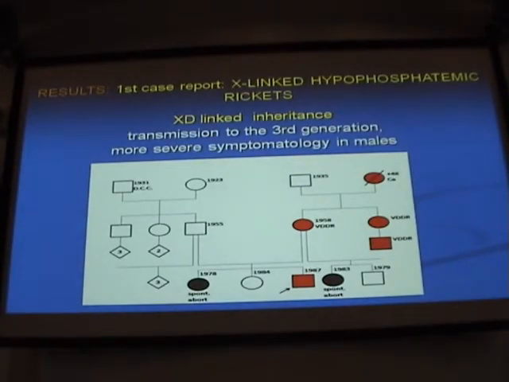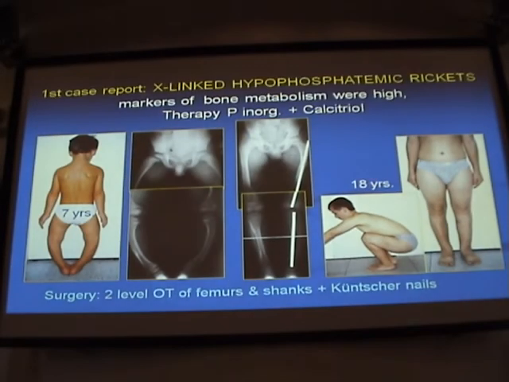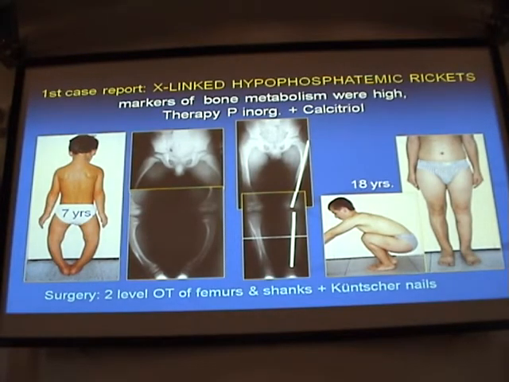I show you shortly three case reports. This is a boy, the inheritance was X-dominant linked. There was transmission to the third generation. Our proband was born 1987. We treated him at 7 years after some compensation of bone metabolism.